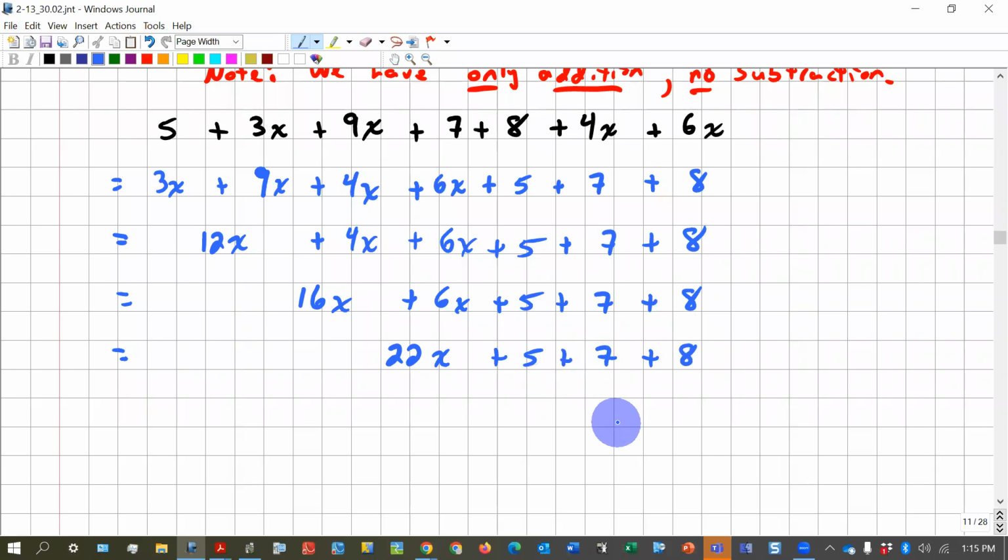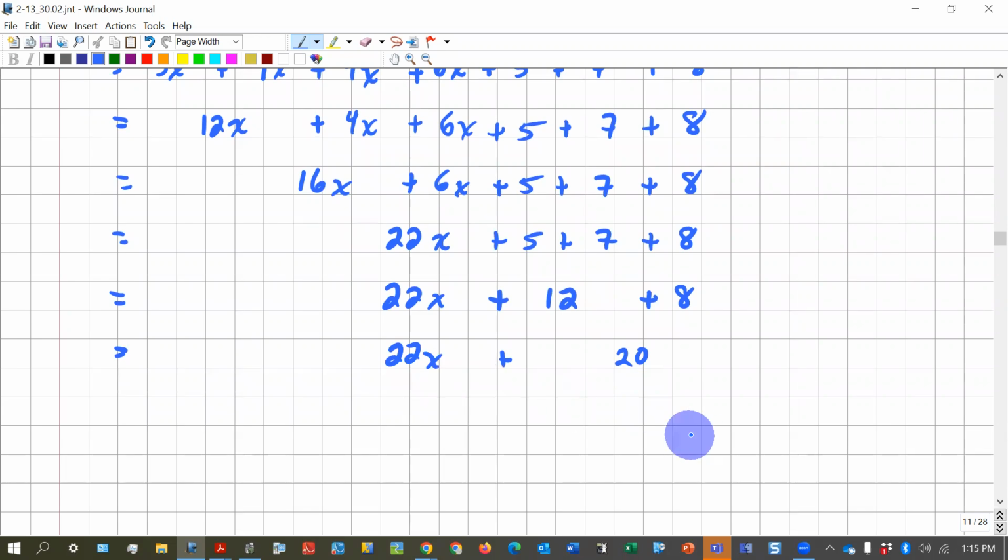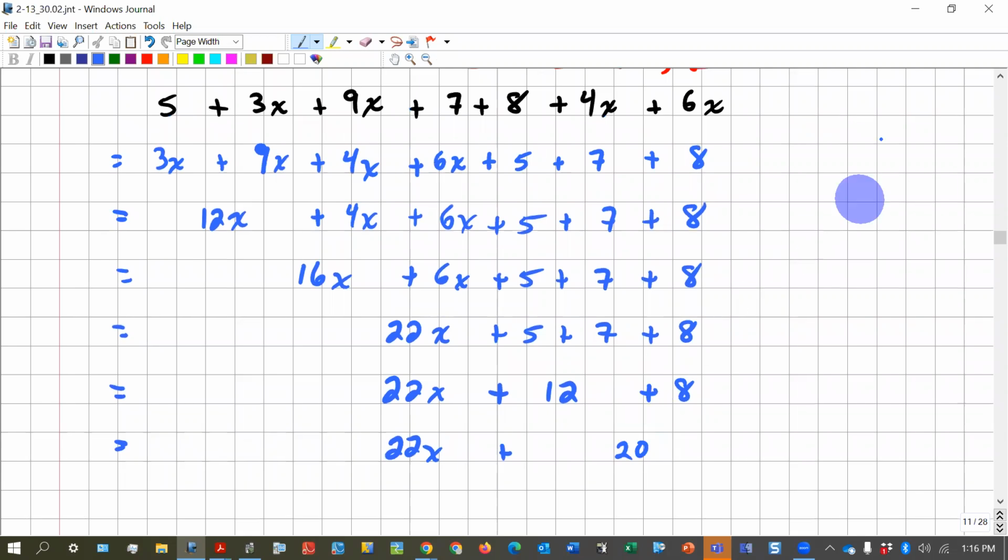But now, none of the rest of my terms have x in them. They're just constants. So I'm going to leave my 22x alone, and first I'm going to add my 5 and my 7. And then I can add that 12 and that 8 to get 20. So now I just have two terms, but they're not like terms. The first term has a variable x in it, and the second term has the constant 20 in it. Eventually, we'll cheat a little and we'll maybe do two additions at the same time. But for now, we're going to do just one addition at a time.